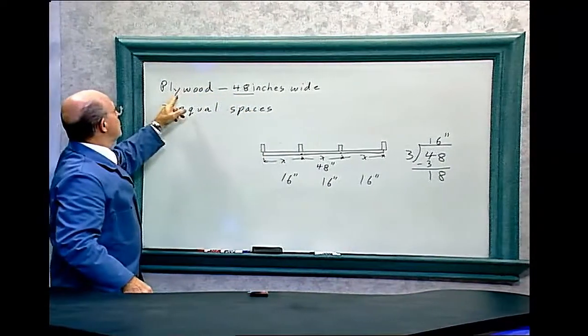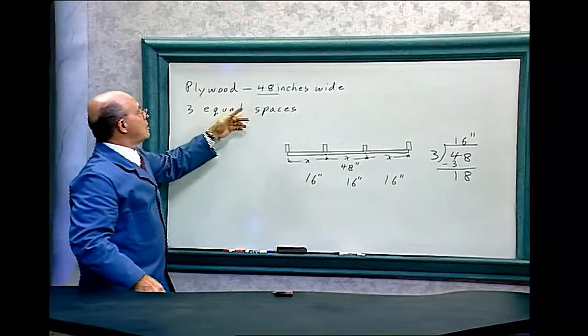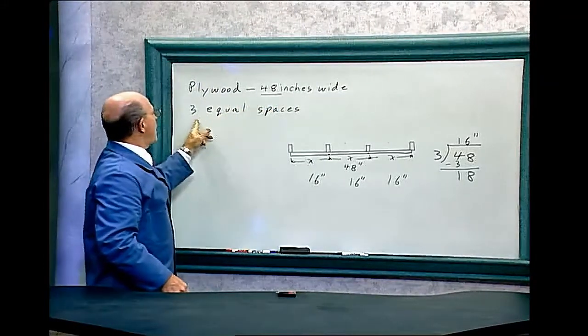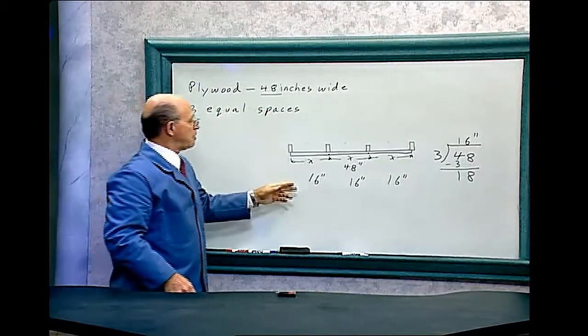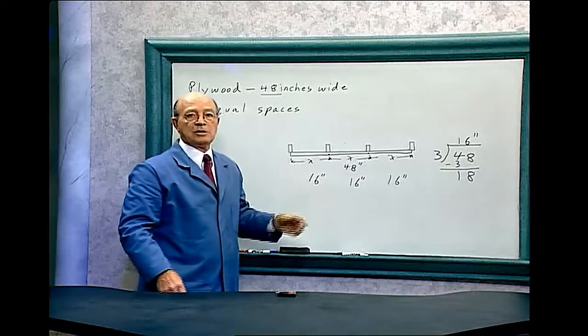So, with the plywood or the sheetrock, it's 48 inches wide and 3 equal spaces. The spacing is 16 inches.